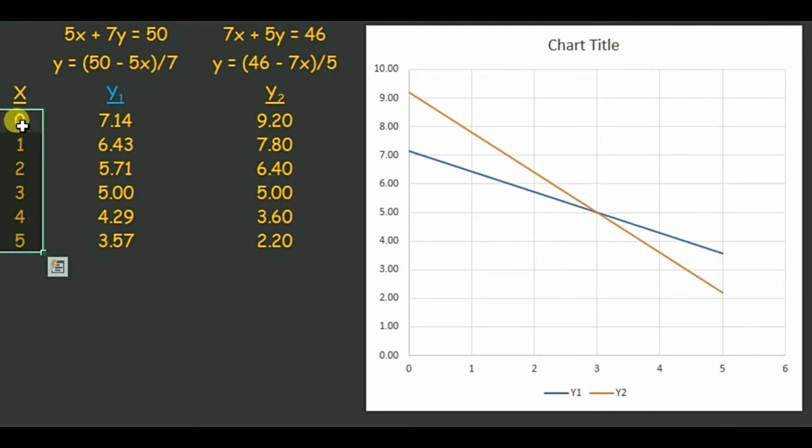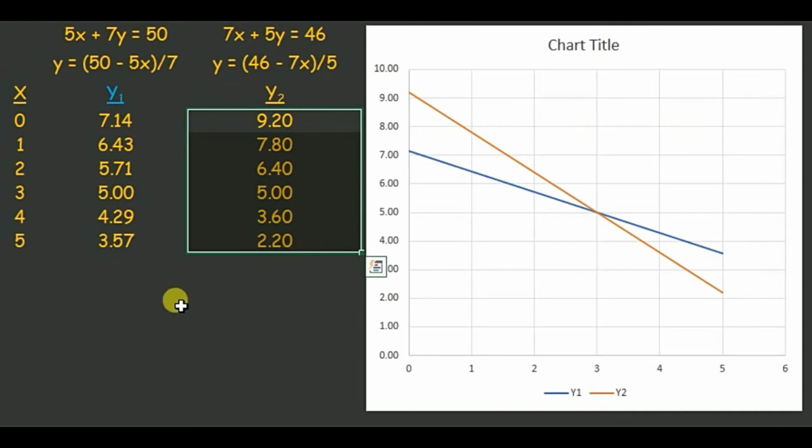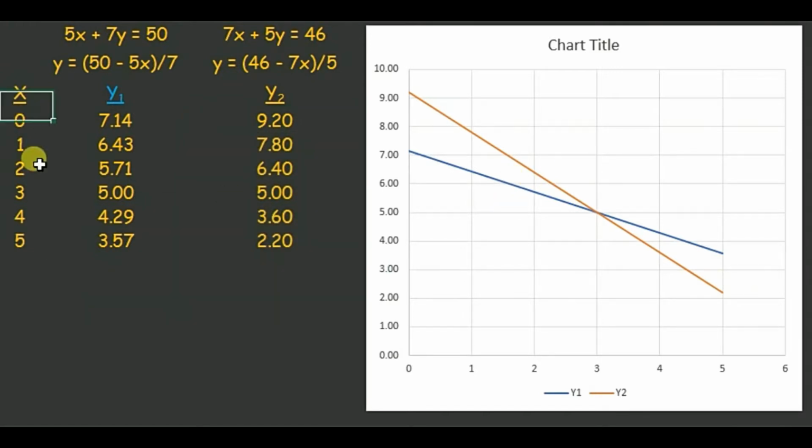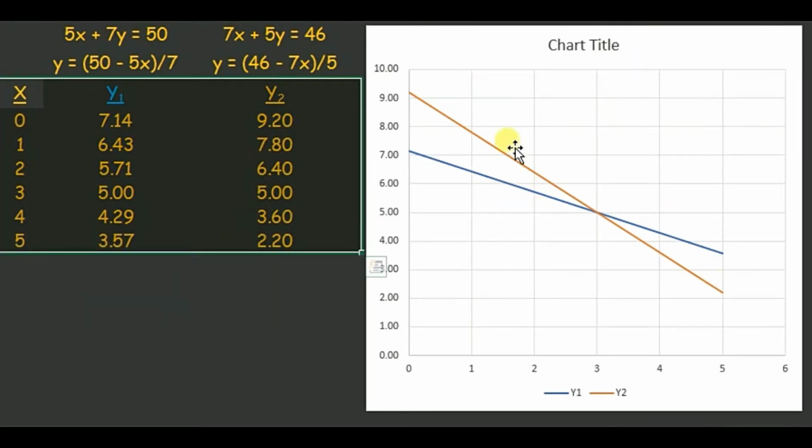Replacing this x with these x values gave me these y values. Replacing this x with the same x values here gave me these y2 values. Now I take this table and plot this into the chart. It gave me these two intersecting lines.